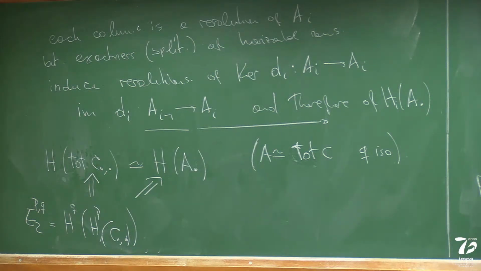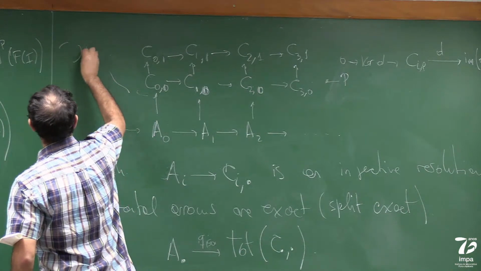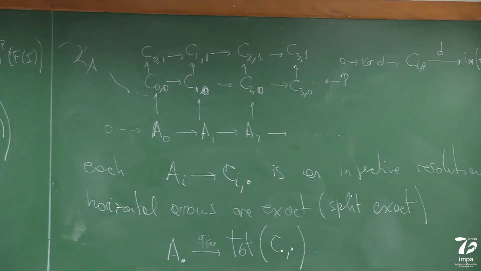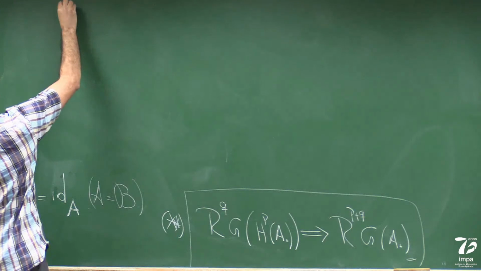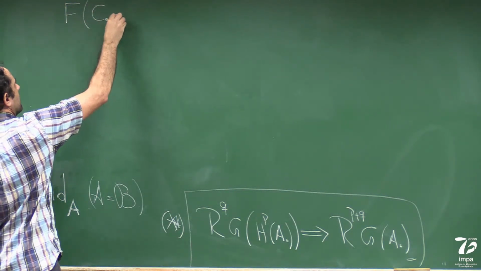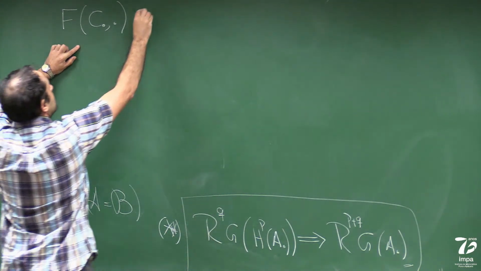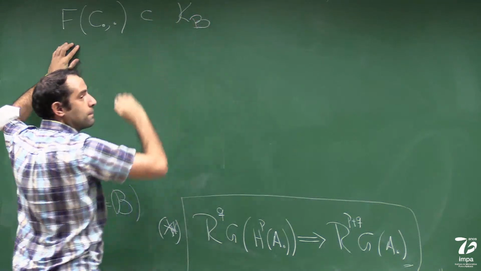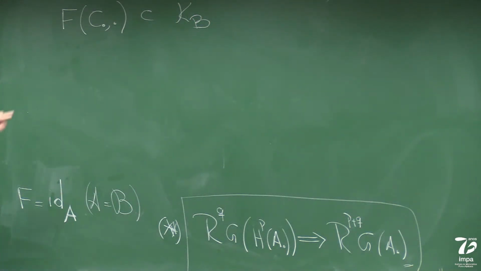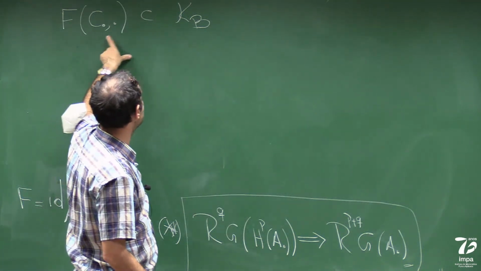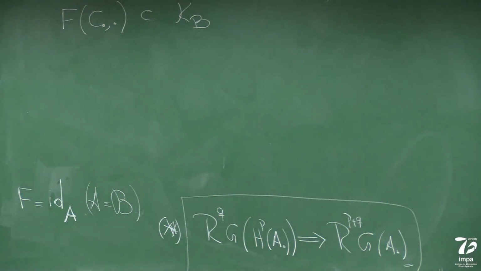So what I'll do is, instead of using that double complex C, which again is in injectives in A, so this is in KA, I'm going to apply F to that. So apply F to C. This is inside of KB, because that was my assumption on my functor F. So I can think of F of this as a resolution, not in injectives, but in things that are adapted. They are acyclic for G.